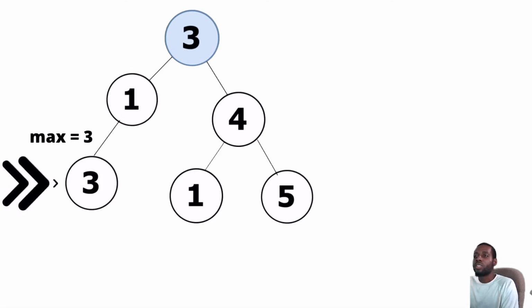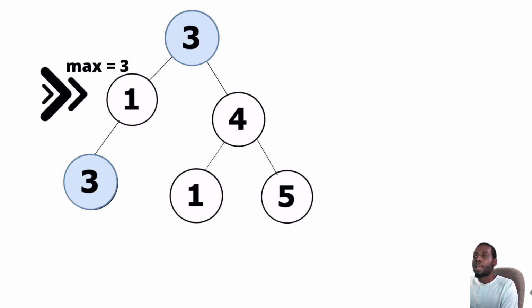So 3 is gonna check, is 3 greater than or equal to the maximum that we've seen so far in that path, only considering those numbers, 3, 1, 3? 3 is a good node, because there are no nodes that are greater than 3. So we account for it, guys. So 3 becomes a good node, we mark it. Then we get back up.